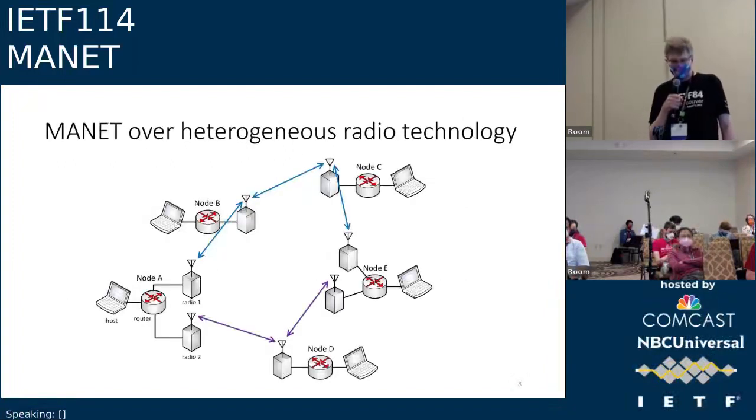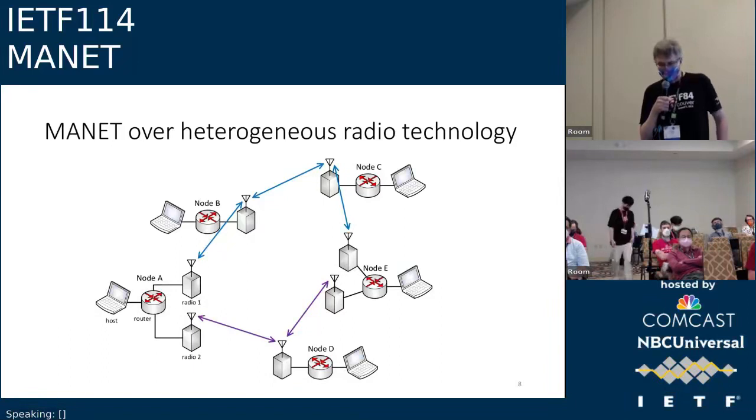Well, then you get into things like this. Here, the nodes A and E both have two radios. So they have one leg in one of the radio technologies and another leg in the other radio technology. And you can see that this can lead to interesting forwarding complications where things go looping around. And again, a solution should be able to deal with this. Next slide, please.